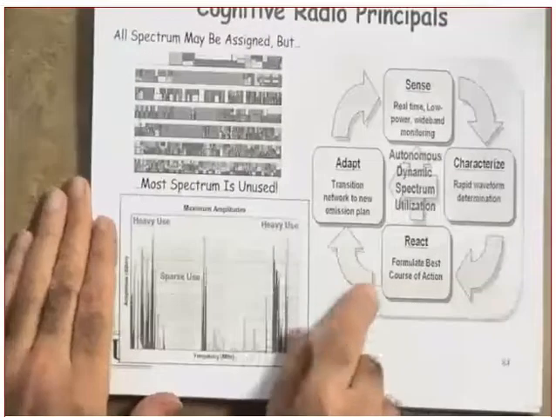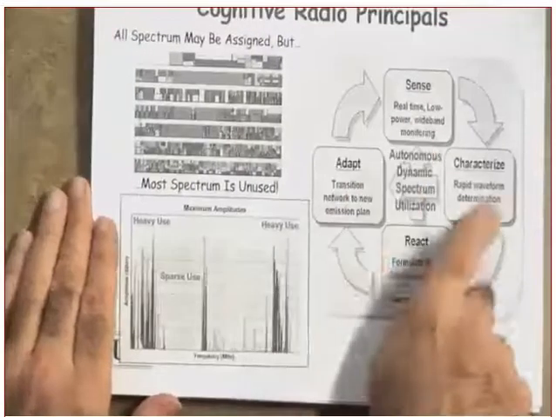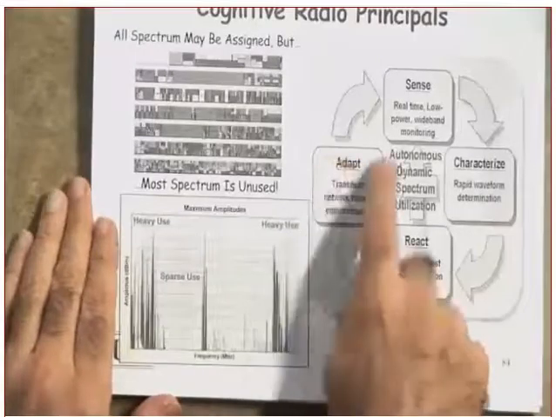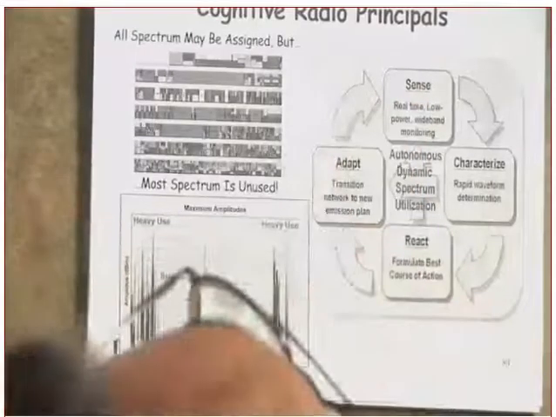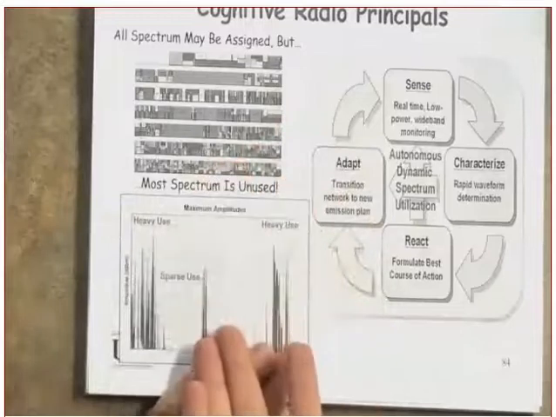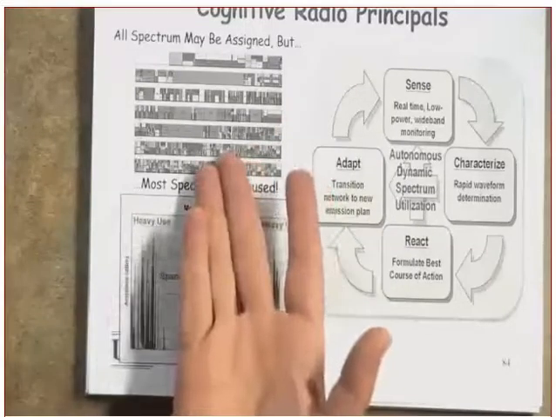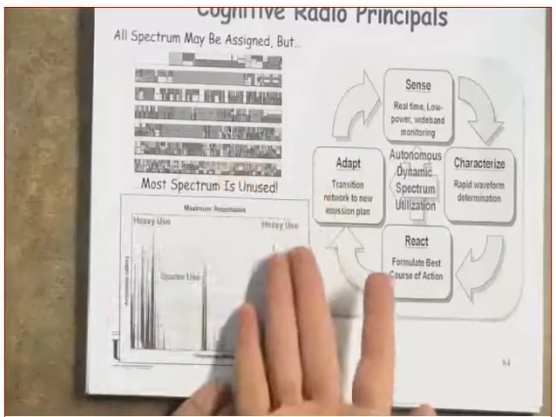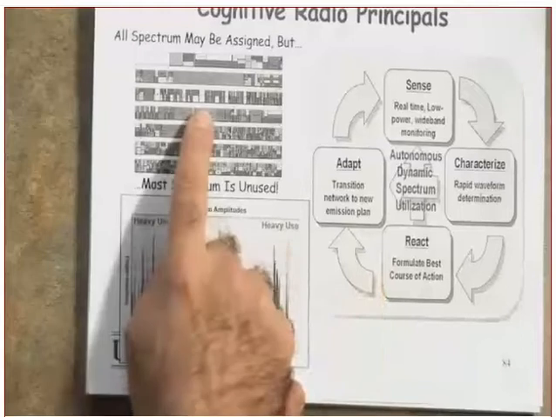Clear? So you start with what? You start by sensing, characterize it, react, adapt, and then what? Go back, and so on and so forth. This one you can see how it is what? How it's crowded, but this one tells you what? Even though it looks crowded, most of the time it is what? It is empty.